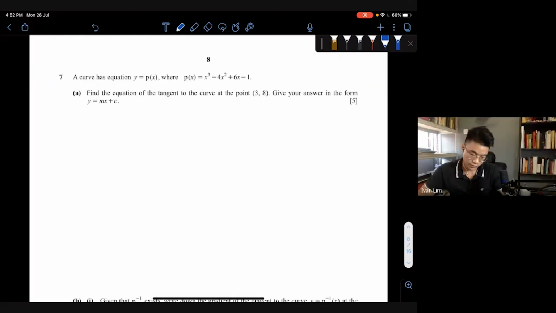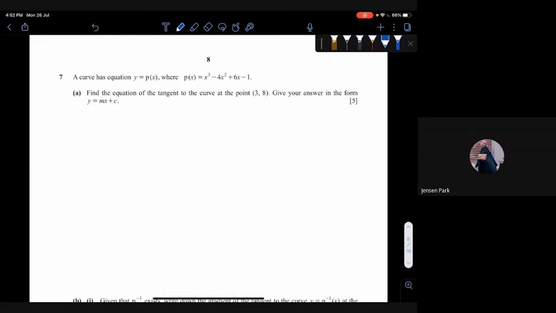Okay, let's move on to question 7. A curve has equation y equals p of x, where p of x equals x cubed minus 4x squared plus 6x minus 1. Find the equation of the tangent to the curve at the point (3, 8). Give your answer in the form y equals mx plus c.